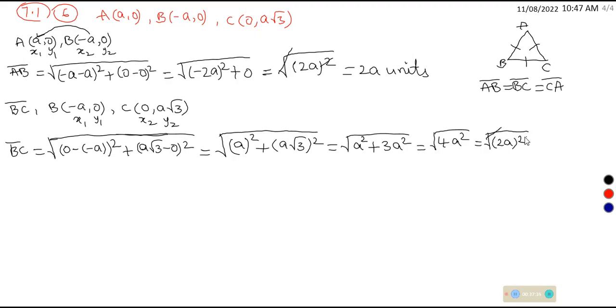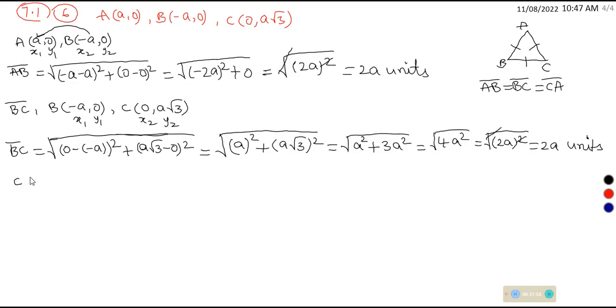So square and root cancel, this is what? 2a units. Here you did not mention centimeter or meter, so we are taking units: 2a units. We got both sides are equal. If two sides of a triangle are equal, what do we call that triangle? Isosceles triangle. Okay, now we have to see one more side, how it will be.